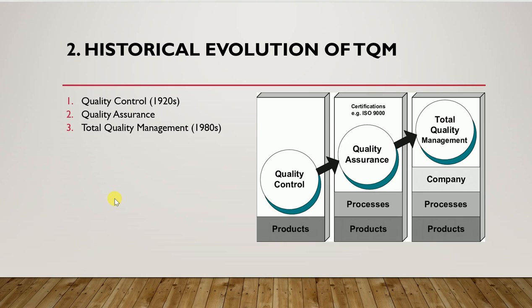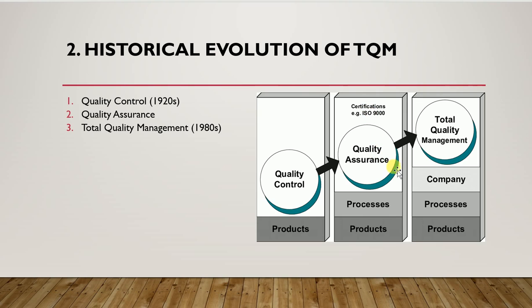Okay, regarding the historical evolution of TQM, it started with the name of quality control in the 1920s, where they only focused on products, not on services, not on processes, not on quality assurance, only products. And then gradually they shifted to quality assurance. And in quality assurance, they included processes, all organizational processes, to not only improve products but also to improve processes. And there, the ISO, International Standardization Organization, was established, and they started issuing those certificates.